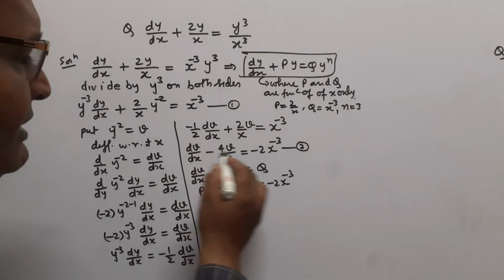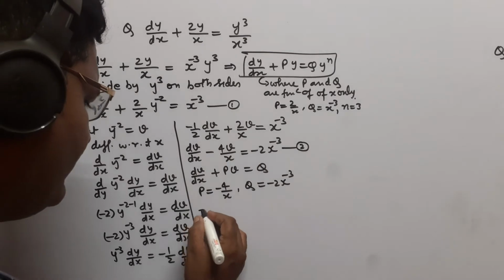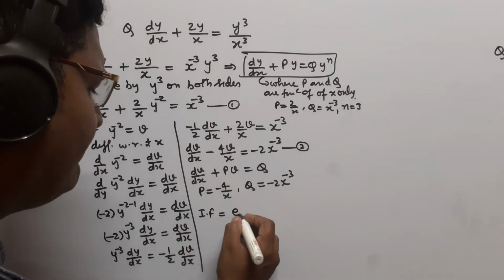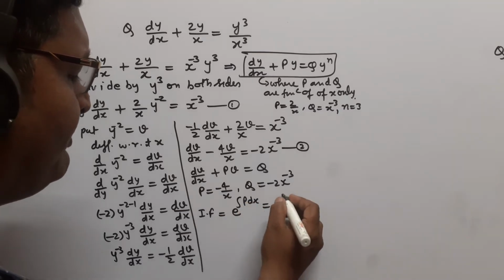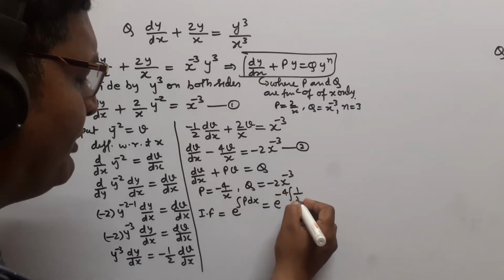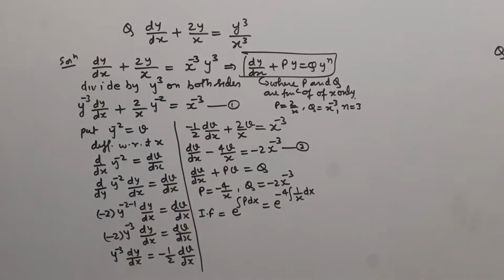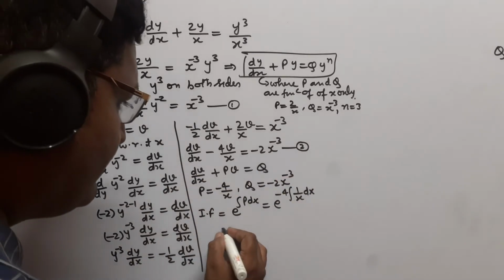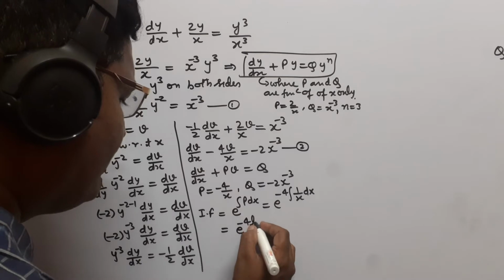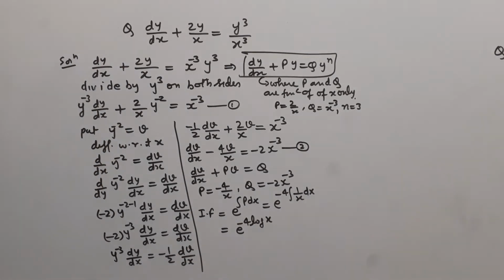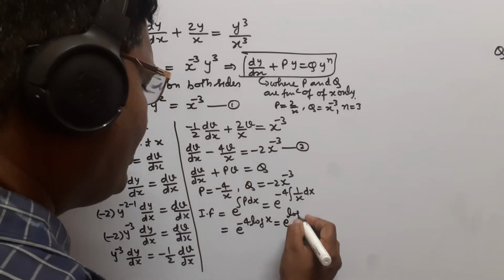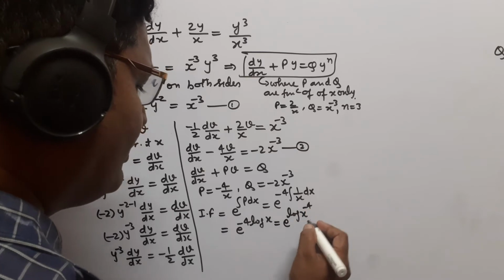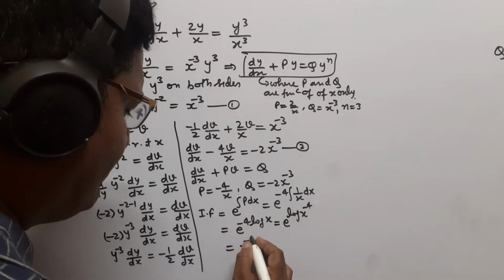For solving this linear equation, we find the integrating factor. So this is e^(∫P dx), and P is here -4 times 1/x dx. The integration of 1/x is log x, so it becomes e^(-4 log x). From the property of log, we can write e^(log x^(-4)). So it becomes x^(-4).